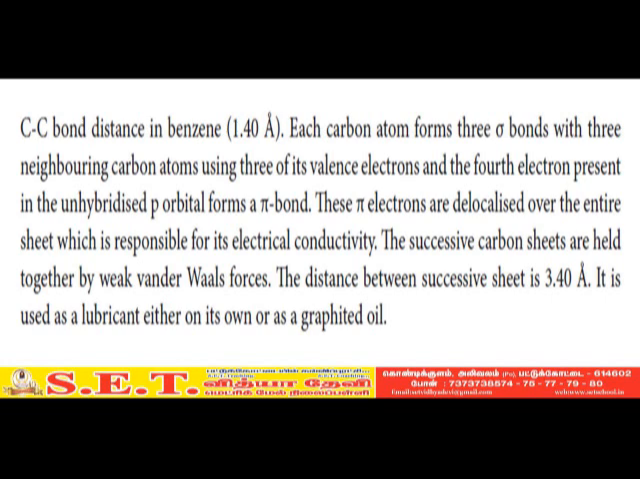The successive carbon sheets are held together by weak van der Waals force. Each successive carbon sheet is joined to the next by the weak van der Waals bond. The distance between the successive sheets is 3.40. It is used as a lubricant. You know very well what a lubricant is. It is used as an oil that reduces friction. And it is known as graphite oil.